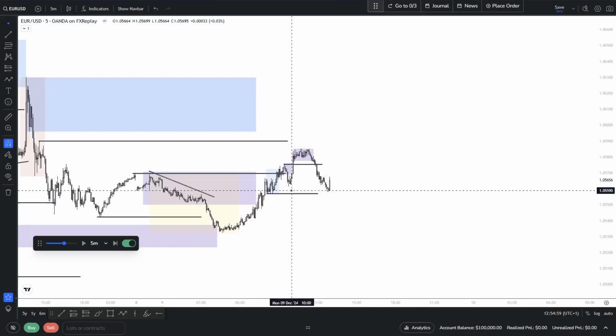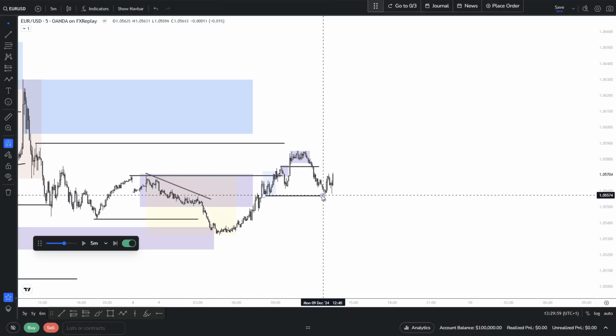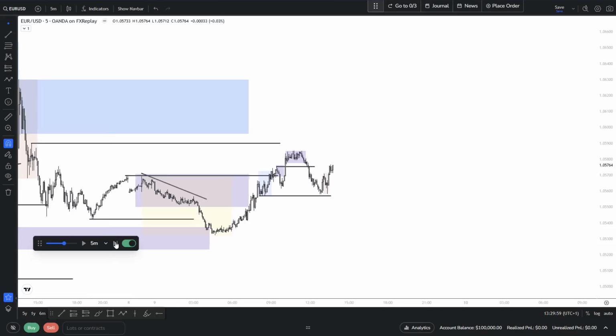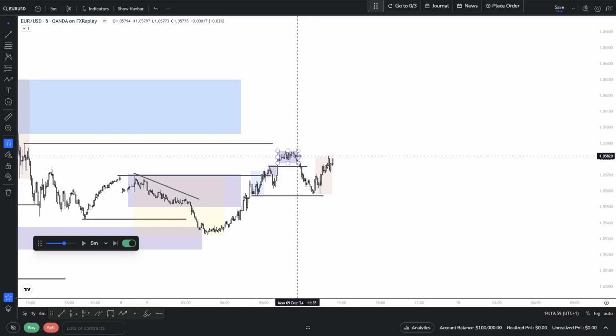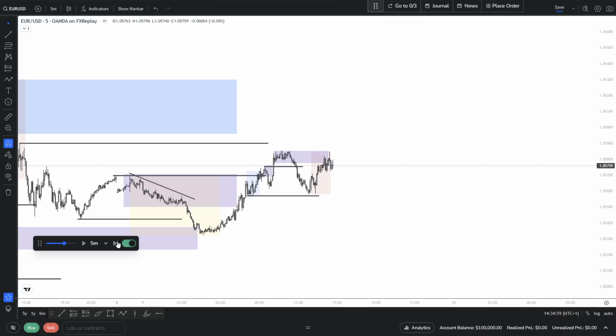Okay, did we have an inducement? Oh no. Cool. So it's faking the reaction, relatively okay, but again, obviously no. So let's just wait. Okay, now we have a lot of liquidity to the downside, which is really good. And SMT, right? Let's just see. There we go, faking the reaction again.